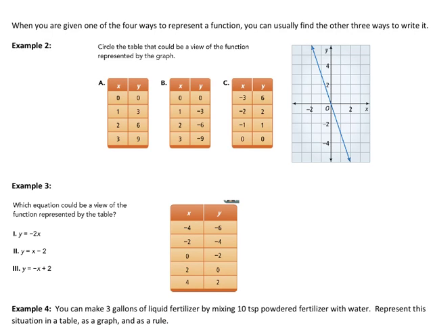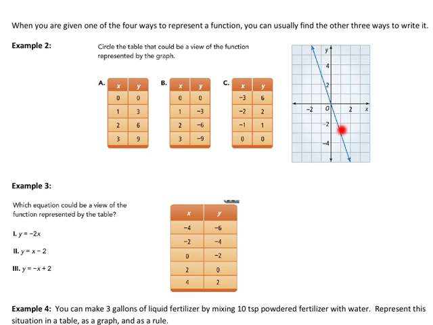In example 3, we are given a graph and we are asked to circle the table that represents the same information as the graph. So up here it says when you're given one of the 4 ways to represent a function, you can usually find the other 3 ways to write it. So what we're going to do is find some points that are on this line and choose the table that has those same points in it. So I notice that it goes through the origin 0, 0, and you notice that 0, 0 is in all 3 tables, so that one doesn't help us.